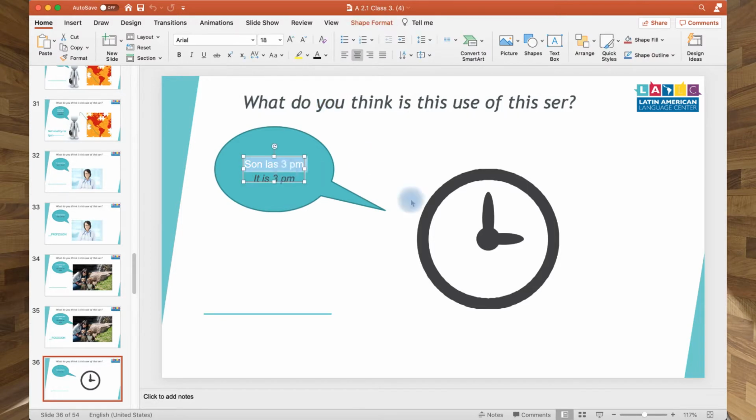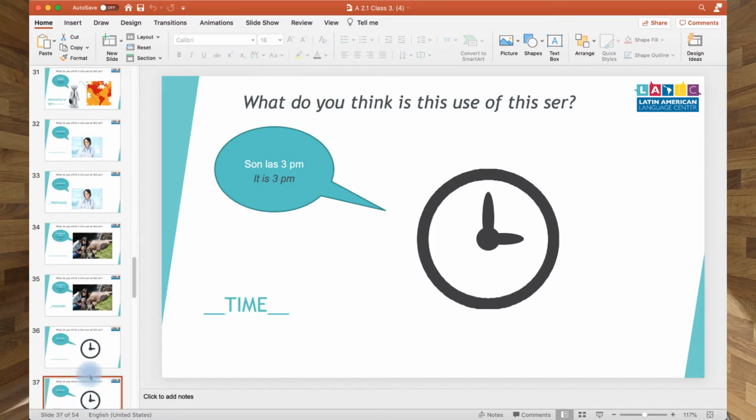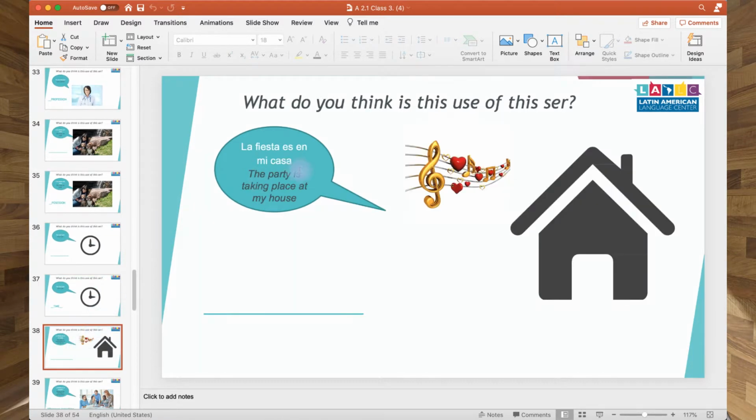Then, what about this one? What do you think is this use? Son las 3 de la tarde. I'm pretty sure you thought it was time. Very good job if you think so. Time, muy bien. Son las 3. So, what did we say? Identity, origin or nationality. Then the last ones were time, profession, and possession.